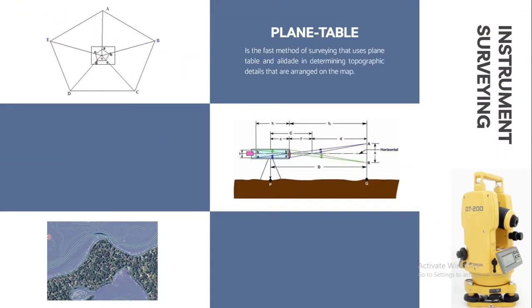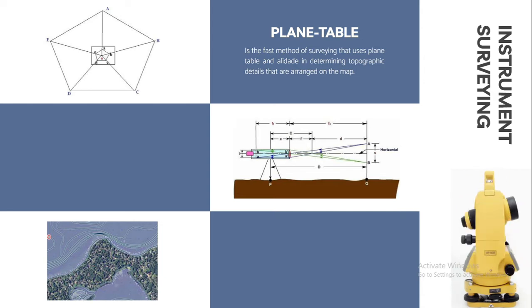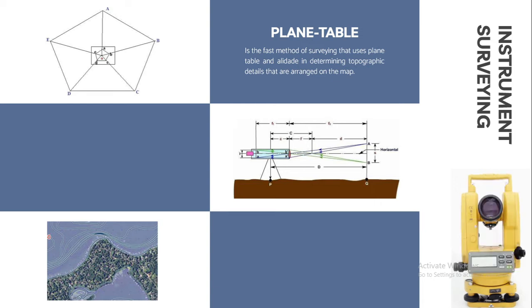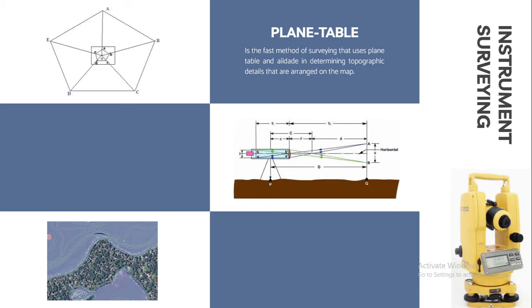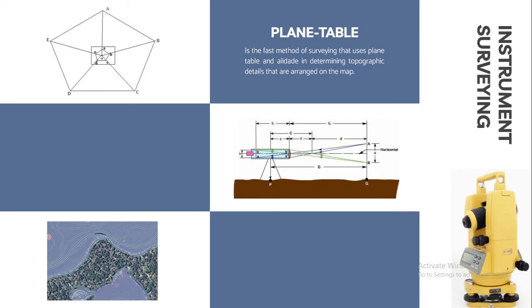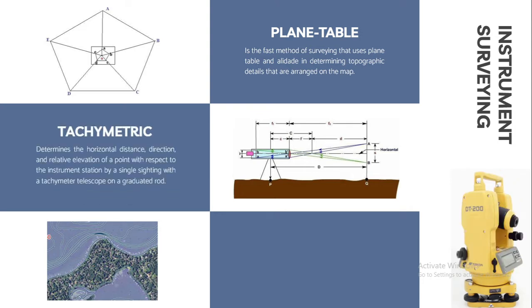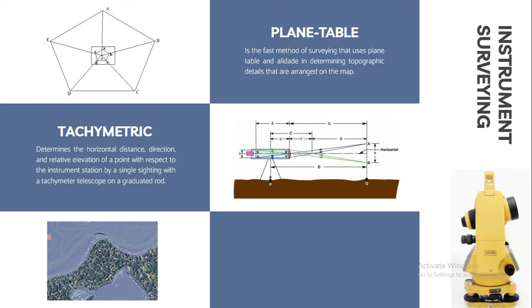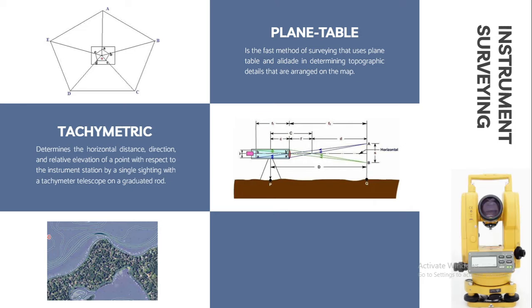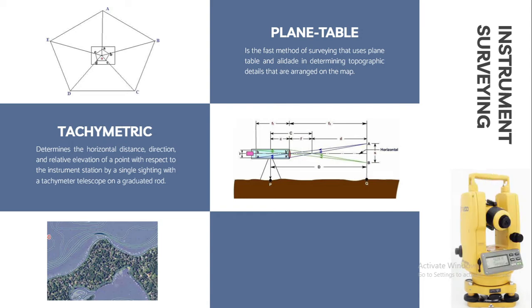Plane table surveying is a fast method of surveying. In this type of surveying, plotting of the plan and field observation can be done simultaneously. In case of plane table surveying, geometrical conditions of the site are drawn in the map sheet using a plane table and alidade, after that topographic details are arranged on the map. Next is tachymetric surveying. Tachymetric surveying is a method of determining the horizontal distance, direction, and relative elevation of a point with respect to the instrument station by a single sighting with a tachymeter telescope on a graduated rod.